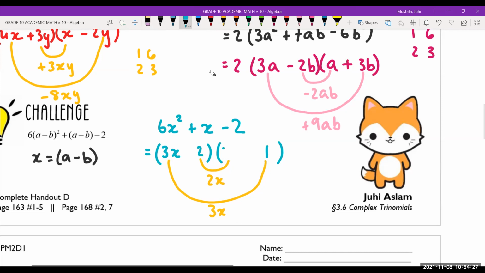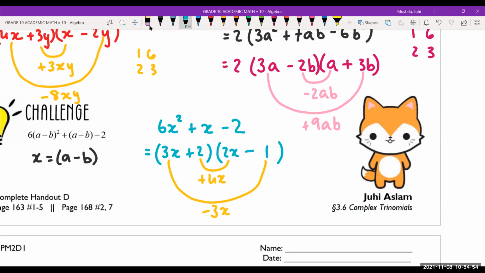Okay. So then 2 times 2x is 4x. 3x times 1 is 3x. And then to get positive 1x, what you can do is positive 4 minus 3. So you could do plus and minus. Is that what you got? 3x plus 2 and 2x minus 1? Did you guys get this as your answer?